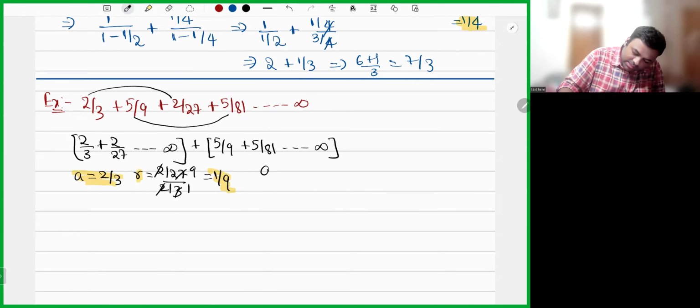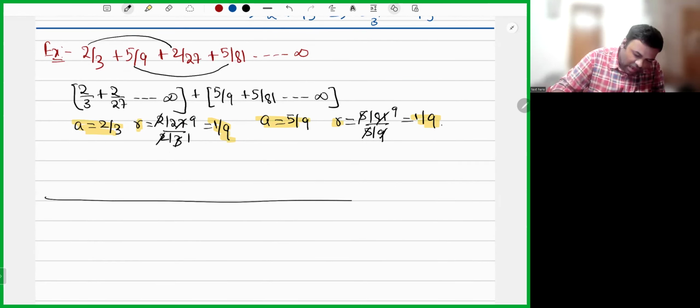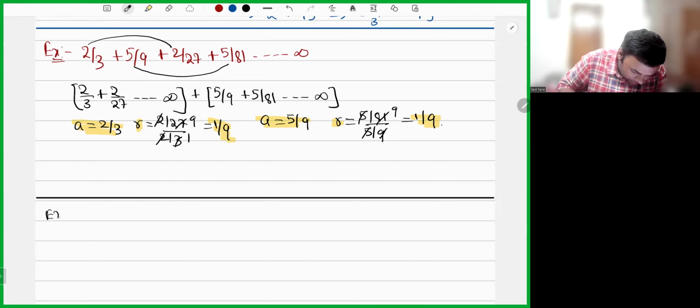Next here. A is equal to 5 by 9. R is equal to T2 by T1, 5 by 81 by 5 by 9. 9 ones, 9 nines. 1 by 9. Again, A we got, R we got. I want you to solve this by yourself. After this, solve this question and tell me. This is a similar question: root 2 plus 1 by root 2 plus 1 by 2 root 2, so on till infinity.